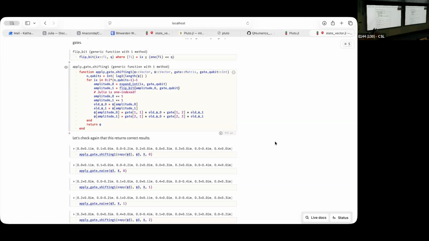So if I were applying it to qubit 2, then I would expand it here. And if it were 3, then I would expand one to the left. Okay. So where are our targets?